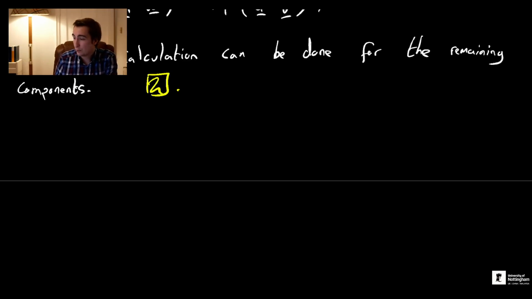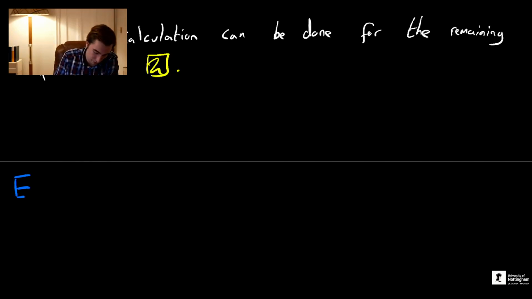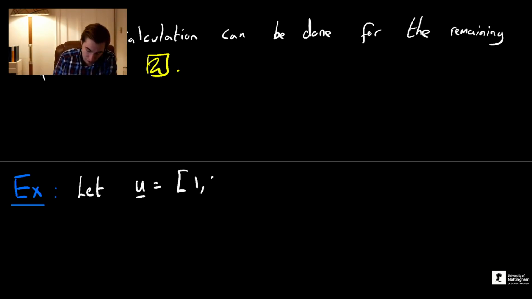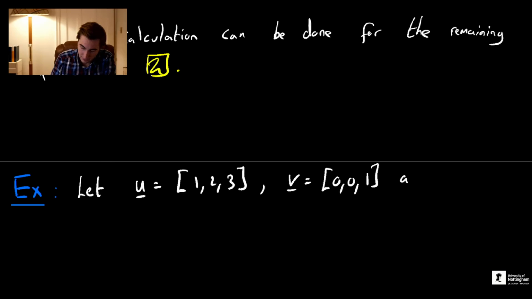So what's an example of how and where this is going to be useful? Let's look at an example of where Lagrange's formula can be used for the vector triple product. In this situation, like before, we're going to take the same vectors, u equal to 1, 2, 3, v equal to 0, 0, 1, and w equal to 0, 1, 0. In other words, this vector here is k and this vector here is j.